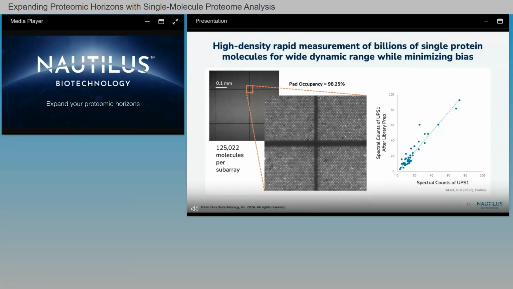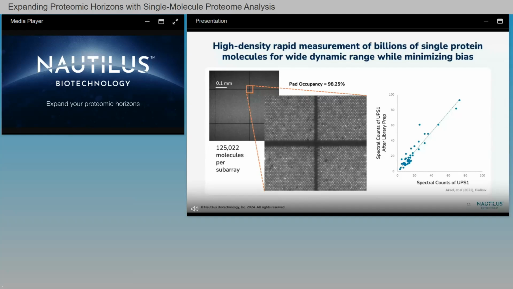Just for a sense of scale, each one of these squares, each one subarray, contains about 125,000 molecules. The flow cell overall has been designed so that it has about 1 billion molecules per lane, so measuring about 10 billion molecules overall per experiment. We'll talk about that more later, but that scale is really critical to enabling a wide dynamic range measurement.